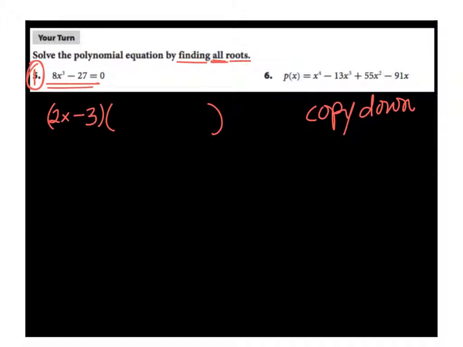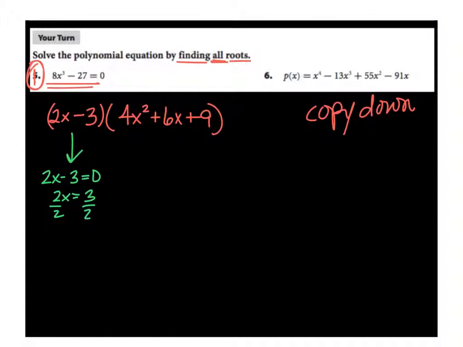All right, so we're going to square the first, square the last, multiply and change the signs. That's going to be plus 6x. This first factor is always going to give me a real root. And if you aren't sure how to see that as an answer, you can set it equal to 0 and just solve. Divide by 2, so x is equal to 3/2.